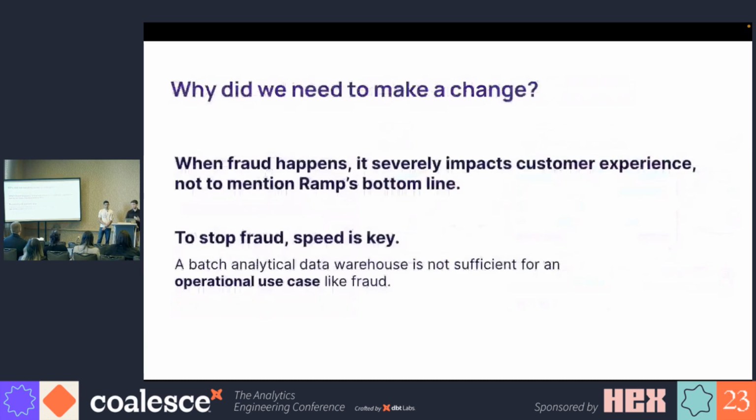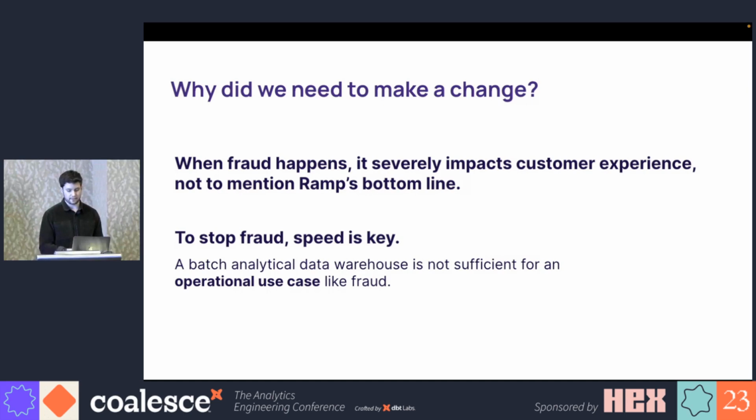When fraud happens, it severely impacts customer experience. They feel like they've lost control of their money. Not to mention it impacts Ramp's bottom line. We, of course, eat those losses, not the customer. And as I said before, to stop fraud, speed is key. A batch analytical data warehouse like Snowflake is not sufficient for an operational workload like fraud.